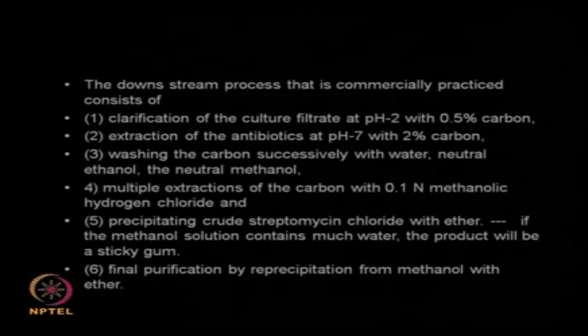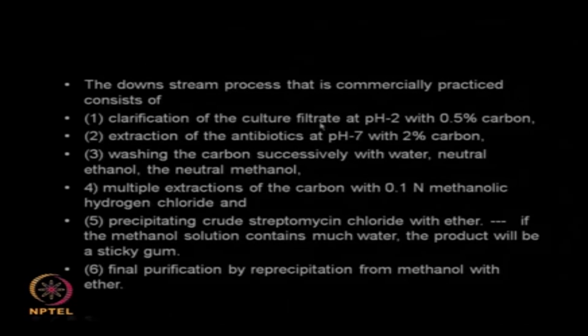Okay. So, what are the downstream steps that are commercially practiced? First is the clarification of the culture filtrate. Clarification means you are removing the flocculants. It is based on a pH adjustment, and it uses carbon to absorb the unwanted metabolites and waste. Then you are resorting to extraction at a pH of 7, then you are washing the carbon with water, neutral ethanol, neutral methanol. So, you keep on washing until whatever streptomycin has been absorbed on the carbon is collected. So, that is why you resort to multiple extractions.